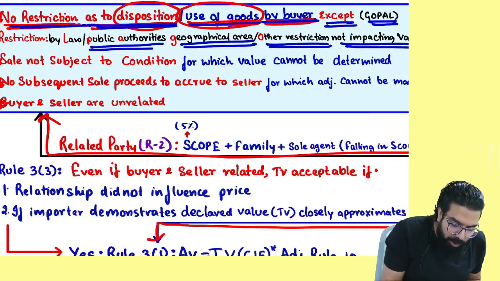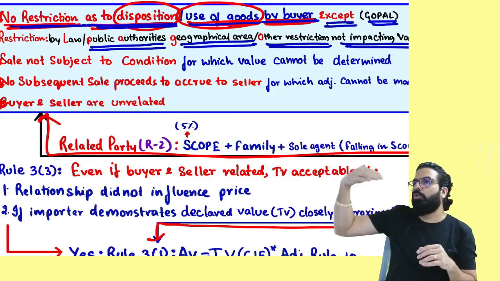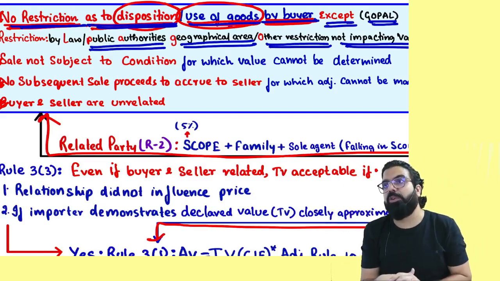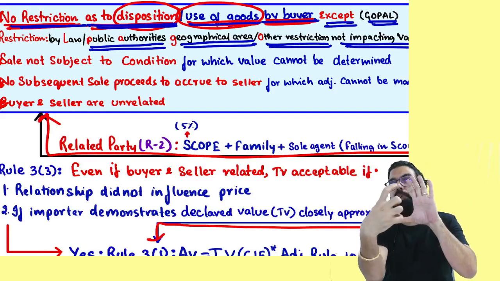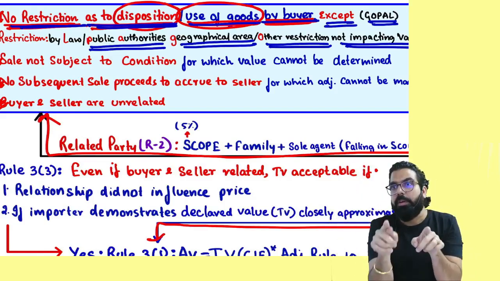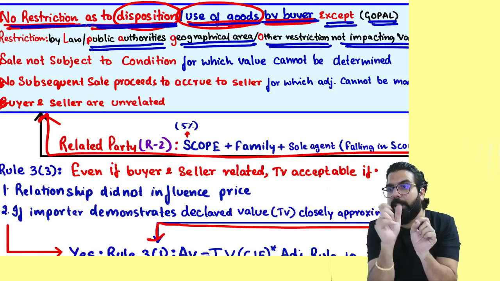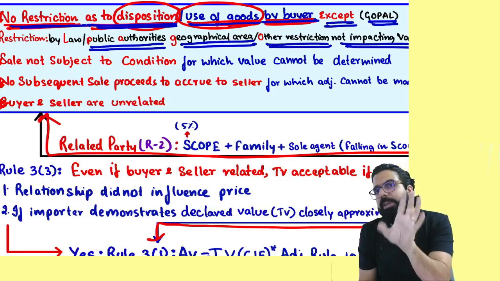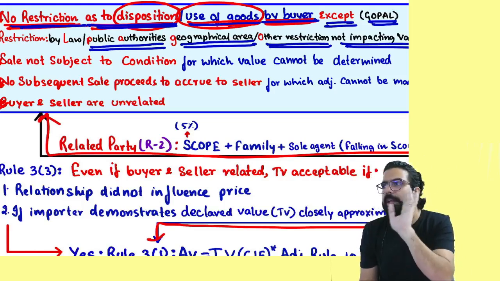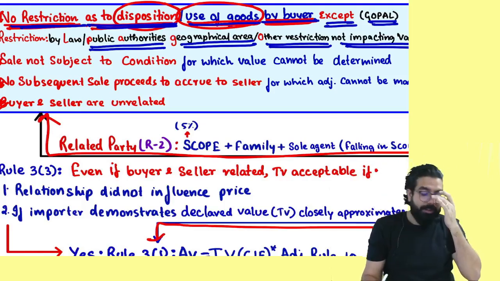P for public authority restriction. Your exporter sold you the goods and he told you, I am selling you these cigarettes, but on the cigarette pack you should put the sticker of the lungs, etc., which is as per the public authority. If that condition is there, no problem. In that scenario, the value will be accepted.